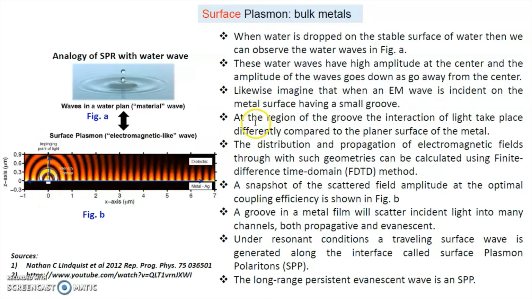Suppose the light is incident on this groove. At the region of the groove, the interaction of light takes place differently compared to the planar surface of the metal. If you incident the light here, its interaction will be different as compared to its interaction on the groove, right? Because there is a groove, the interaction of light is significantly different. How it interacts differently, that we are trying to understand based on this figure.